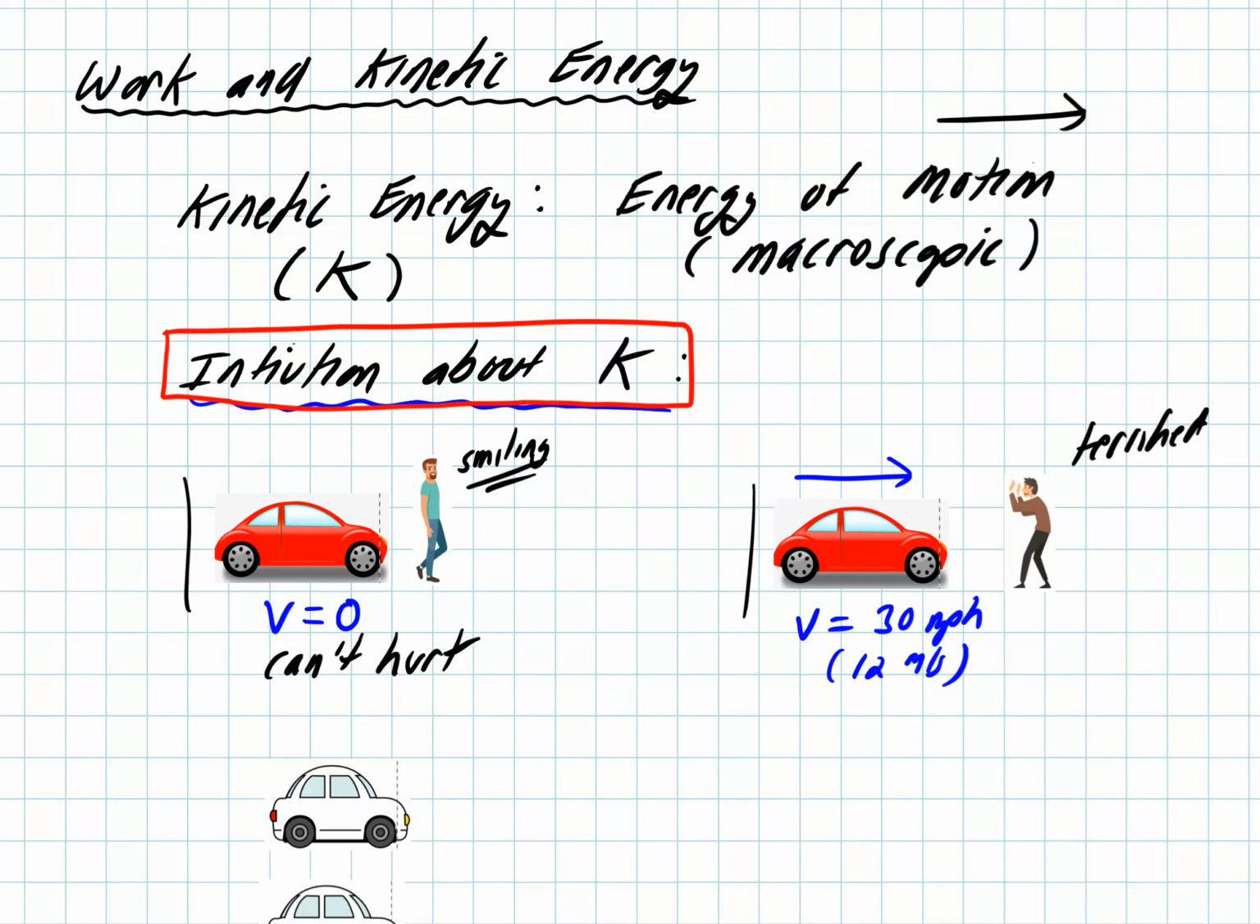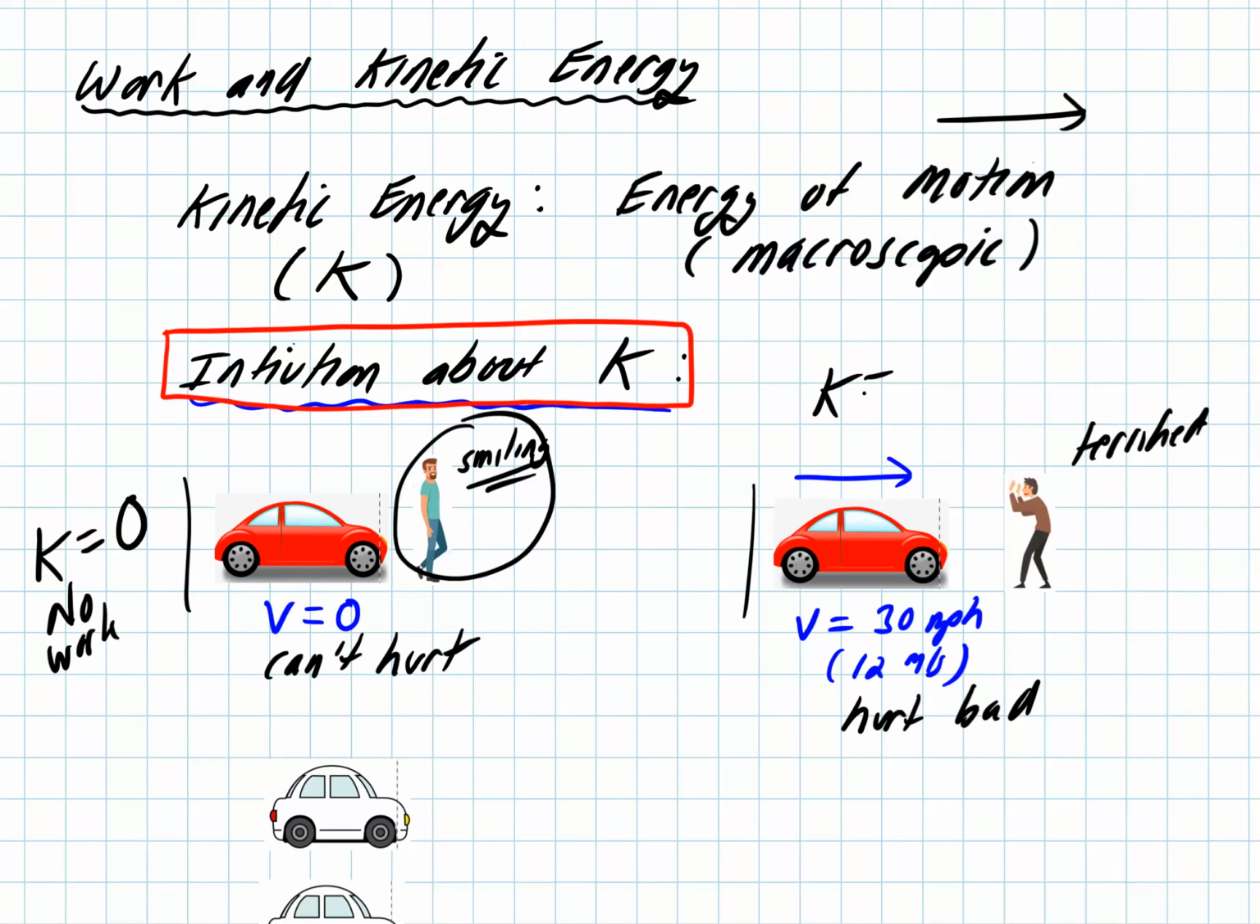I don't mean like the gas tank blowing up, that's chemical energy. I mean just the car sitting there can't hurt anybody, and this guy can really hurt bad, okay? And why is that? Well, because this car has no kinetic energy, so it can do no work. So it can't do anything to this guy, and he knows it, so he's smiling. Well, this car is moving. And if it's moving, that means it has some kinetic energy. That means it can do work.